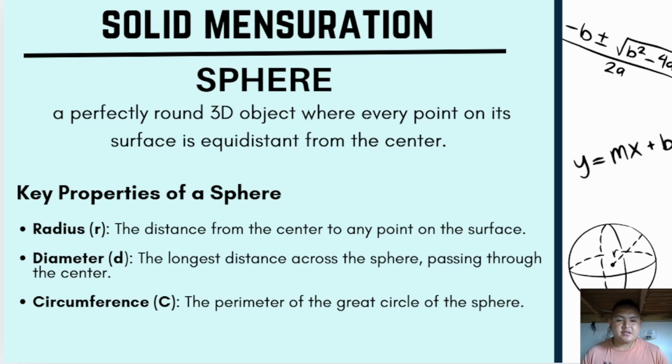So in solid mensuration, let's talk about sphere. A perfectly round 3D object where every point on its surface is equidistant from the center. The key properties of a sphere are the radius, diameter, and circumference. The radius is the distance from the center to any point on the surface. The diameter is the longest distance across the sphere passing through the center. The circumference is the perimeter of a great circle of the sphere.